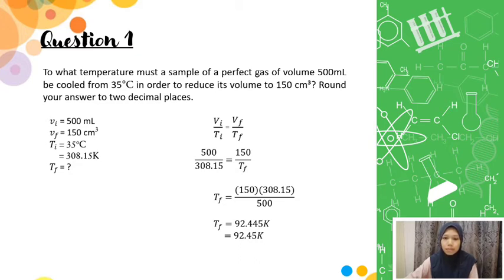We got 92.445 Kelvin. The question asks us to round the answer to 2 decimal places. So what we have to do is look at the number in the second decimal place, which is 4, and the number after 4, which is 5. When the number is 5, we need to round up. And when we round up, we add 1. So 4 plus 1 is 5. That is why the answer we get is 92.45 Kelvin.